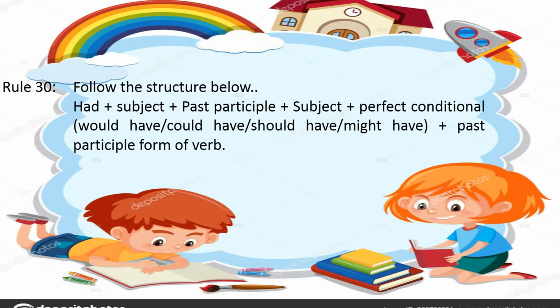Here we will have so many structures and you have to memorize all the structures. So here follow the structure. Had plus subject plus past participle plus subject plus perfect conditional. That means would have, could have, should have, might have plus past participle form of verb. Let's have the example.